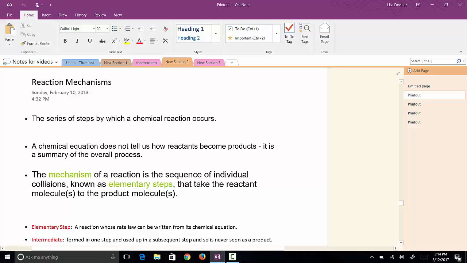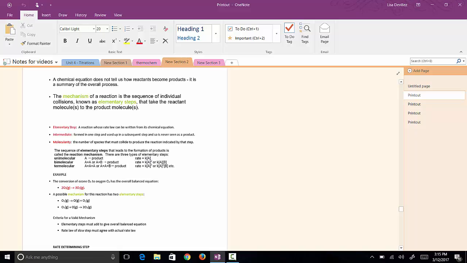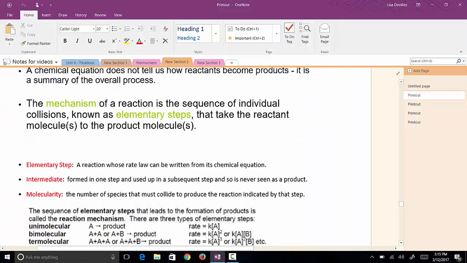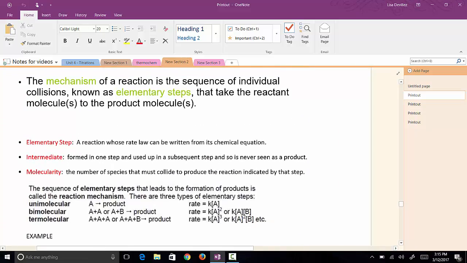And so the key thing to look at here is that these mechanisms are composed of a set of steps. And these steps, we call them elementary steps. And unlike a balanced molecular equation, these elementary steps actually represent a collision. So the reactants in an elementary step are actually colliding.